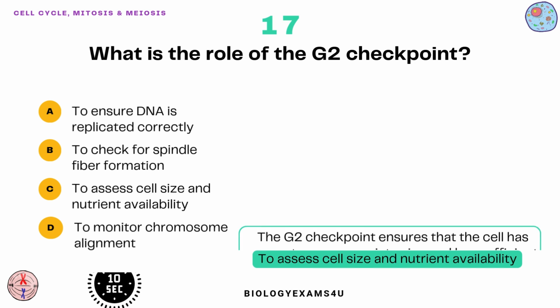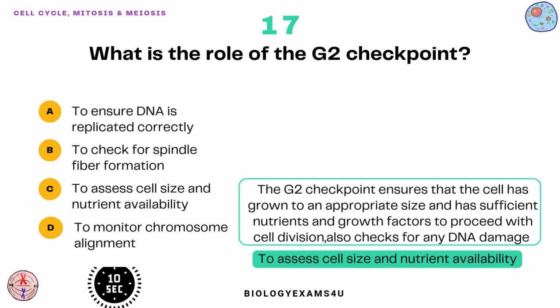The correct answer is to assess cell size and nutrient availability. The G2 checkpoint ensures that the cell has grown to an appropriate size and has sufficient nutrients and growth factors to proceed with cell division, and also checks for any DNA damage.